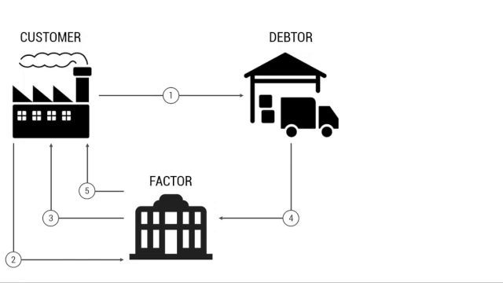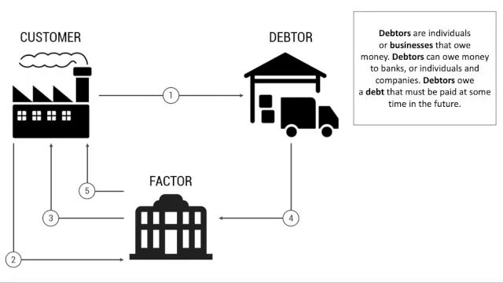You've got the customer, you've got the debtor, you've got the factor. So what I just want to bring special attention to is what is meant by the debtor and what is meant by the factor. So just to begin with, debtors are individuals or businesses that owe money. Debtors can owe money to banks, individuals or companies. And in this context, we'll be looking at those debtors owing money to companies. So debtors owe a debt that must be paid at some time in the future.